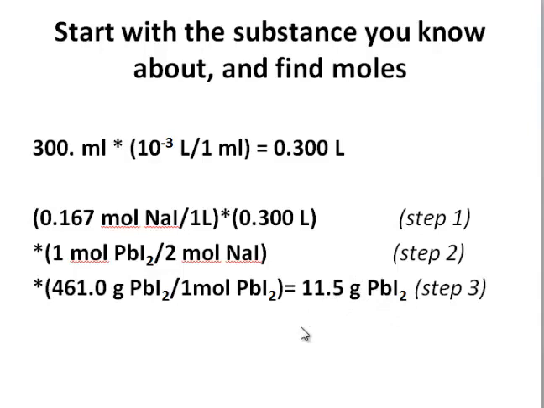All right, again, the trick or hook of this problem is that step 1 does not involve converting from grams to moles, as you might have been accustomed to in Unit 3. Step 1 is finding moles of sodium iodide by multiplying molarity by liters.